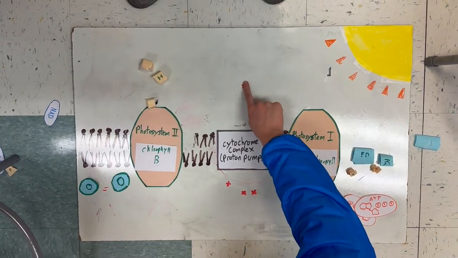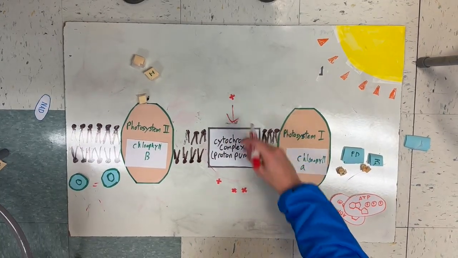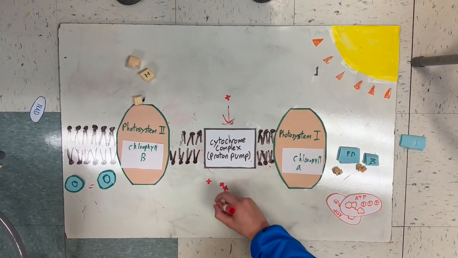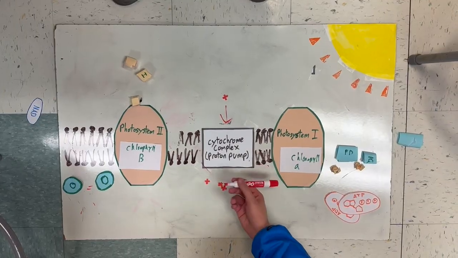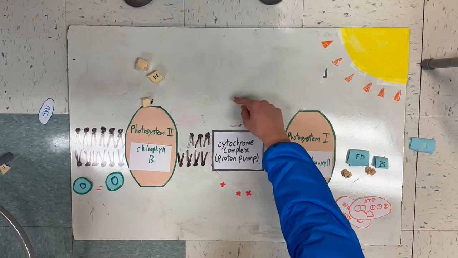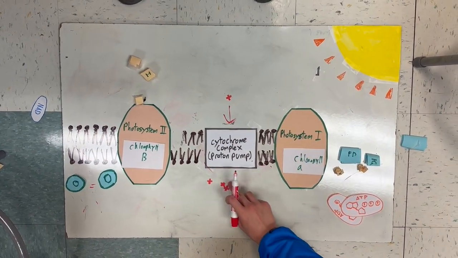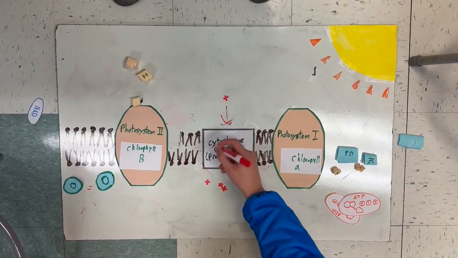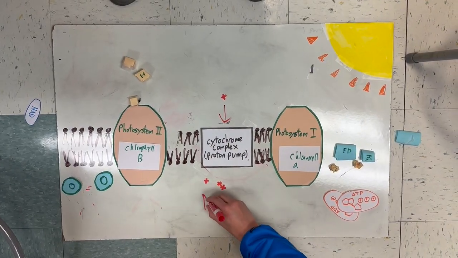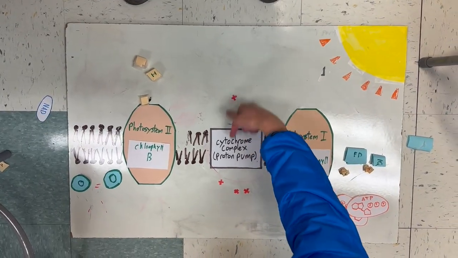Cytochrome complex, also known as the proton pump, will pump the protons against the concentration gradient using the energy gained from the electrons given away by photosystem 2. And the inside of the thylakoid will have a more acidic medium compared to the outside, resulting in a lower pH and a higher pOH.